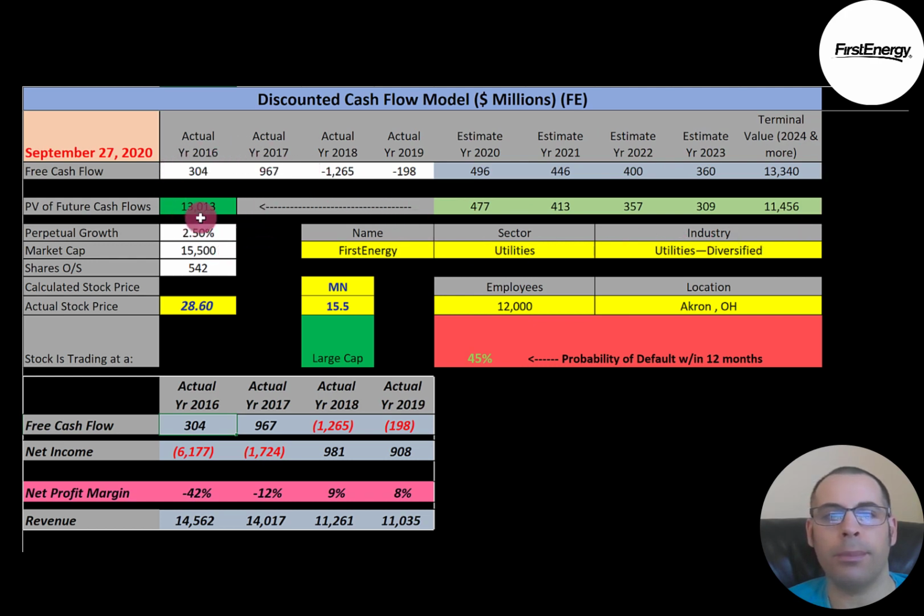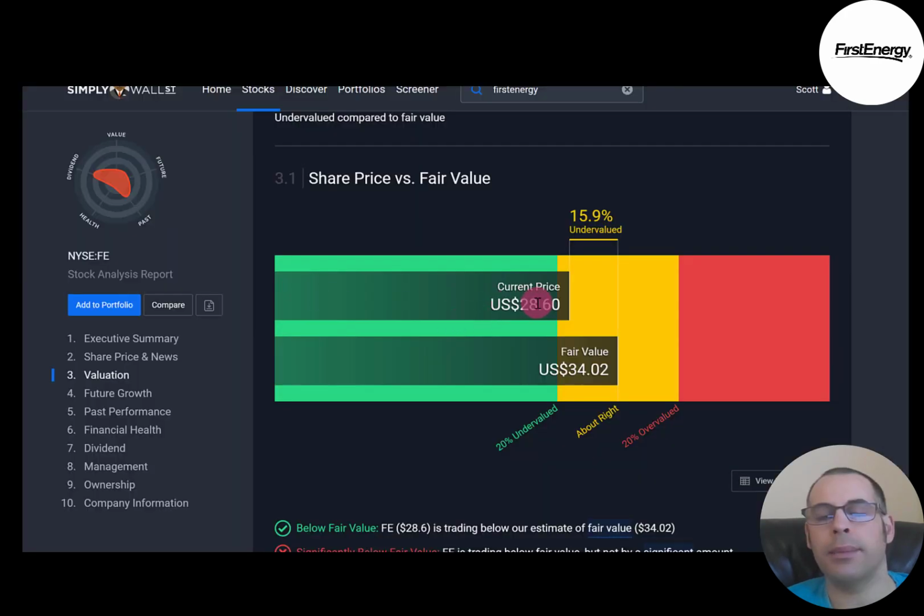We get a value of the company of $13 billion. We divide that by 542 million shares. And we get a calculated stock price of $24. They're trading at $29, so they're trading at a 19% premium. It's a sell according to the model. Simply Wall Street has them at $34, so they're saying the stock is a buy.